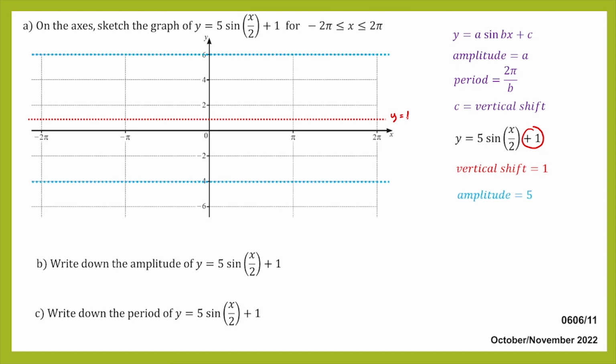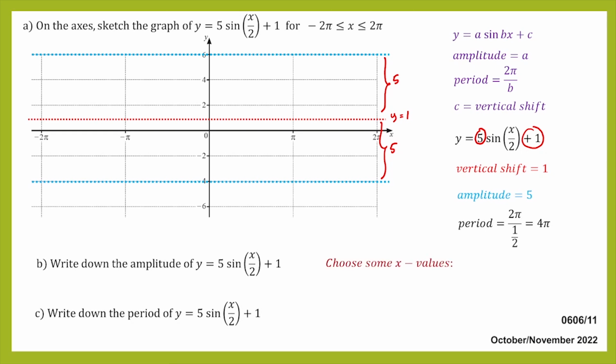The amplitude of the graph is the coefficient of sine, which is 5. And that is the distance between the axis of the graph and the top of the graph. That will be 5 units. And the axis and the bottom of the graph, that will also be 5 units. That's the amplitude of the graph. And the period is calculated as 2 pi divided by a half, which is 4 pi.